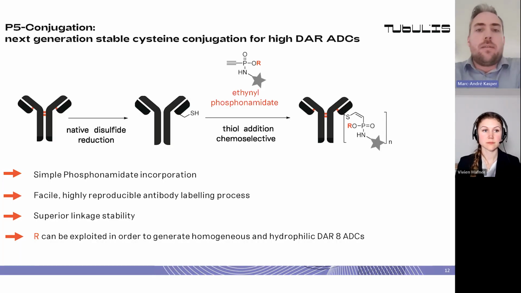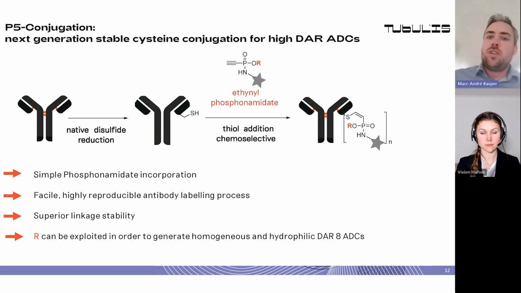So first of all, what is P5? So what can we do better than others? We need to somehow connect the drug to the antibody. Again, the antibody is this large Y-shaped molecule, and we can use this molecule in its native form and leverage the disulfide bonds. Usually the IgG1 format has 4 disulfide bonds, which we can selectively reduce to liberate 8 cysteine residues, and we can now do an alkylation with the drug and thereby make the connection between the drug and the antibody.